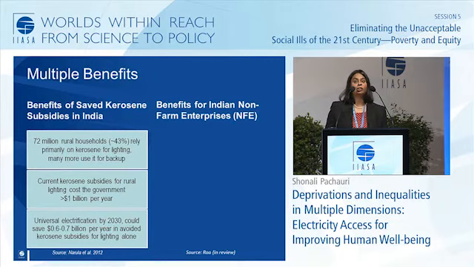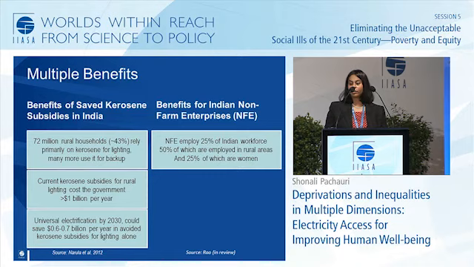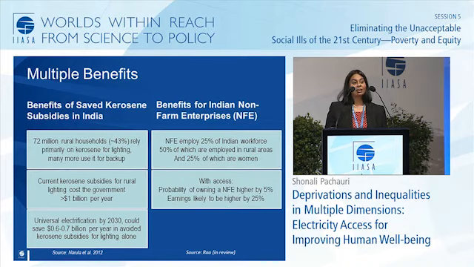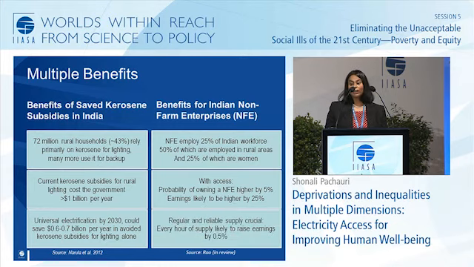Another benefit is for the non-farm enterprises. We've seen that when electrification efforts are coupled with income generation activities, these provide the biggest benefits. And in recent research results, we've seen that non-farm enterprises are a big source of employment in India. Electricity access can increase the probability of owning a non-farm enterprise by about 5% and increase earnings by about 25%. Not only is access important, but it also needs to be regular and reliable access. Every additional hour of electricity can increase incomes by about 0.5%.